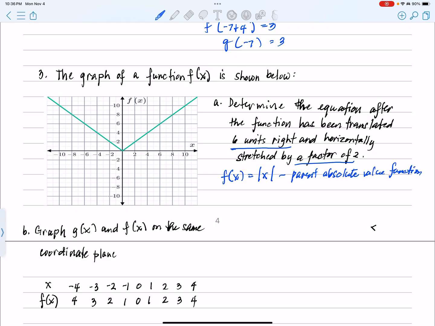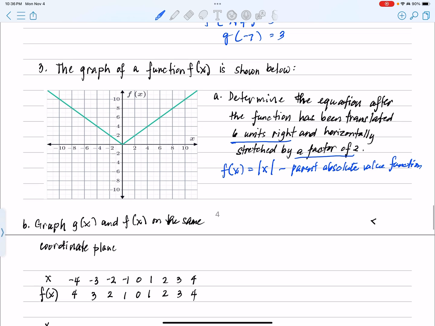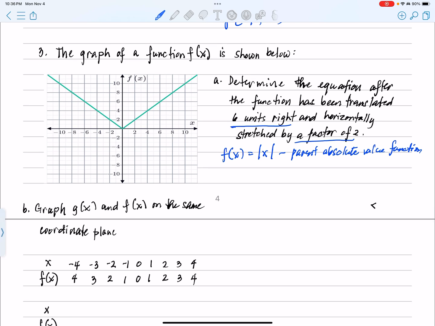Okay, so we need to give the transformed function a new name, like g of x, since we are creating a new function here. A horizontal translation that is 6 units to the right, and a horizontal stretch by a factor, are represented by h and b. This is h and this is b, the factor, in the function. So the new name, we can have it g of x.